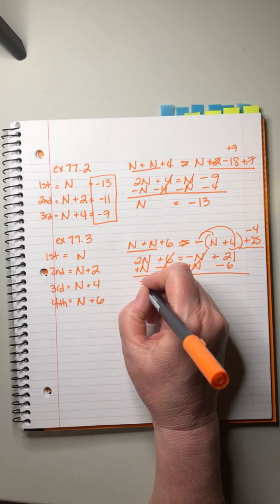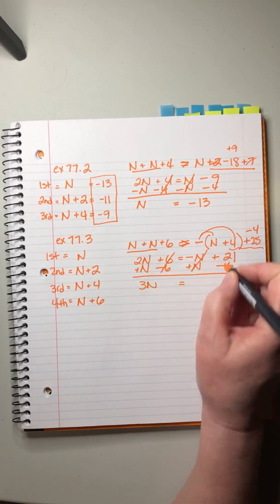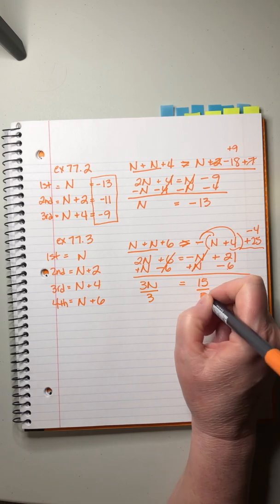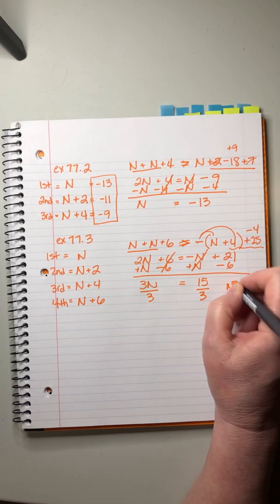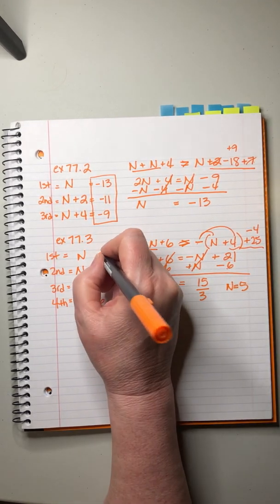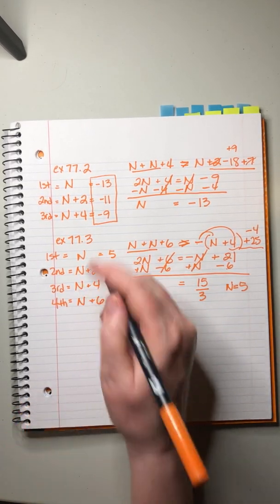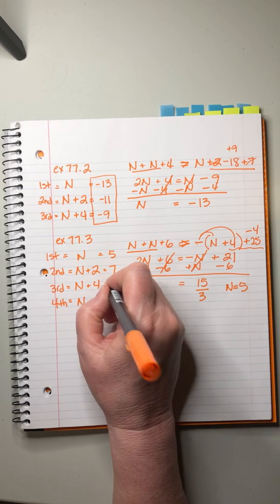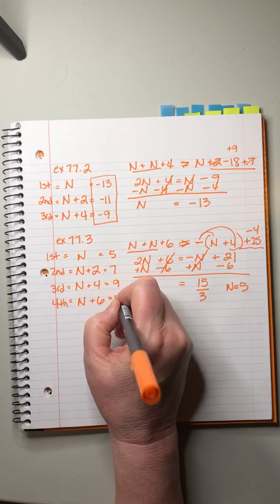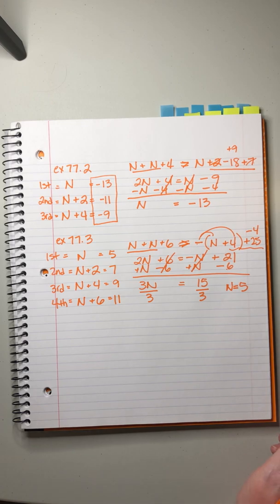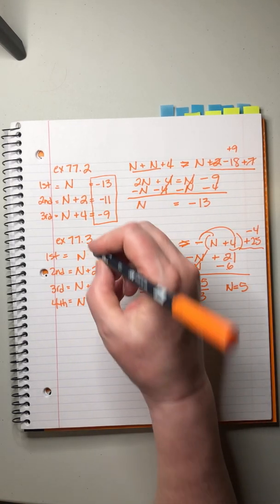All right, 3n equals 15. N equals 5. That's an odd number. Now we start adding. 7, 9, 11. Our formulas gave us exactly what we wanted. Those are the right answers.